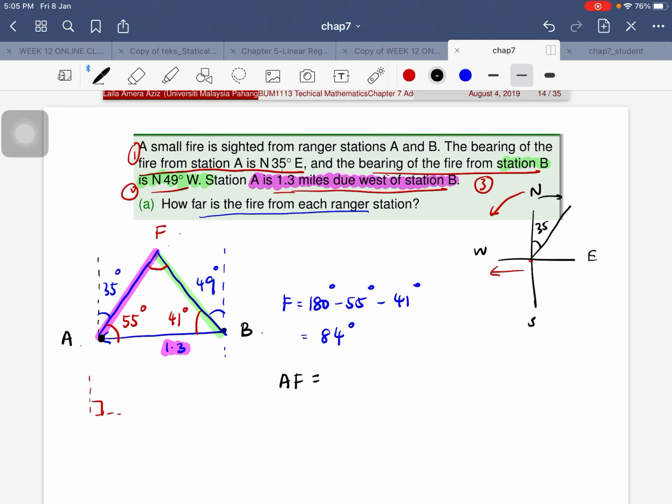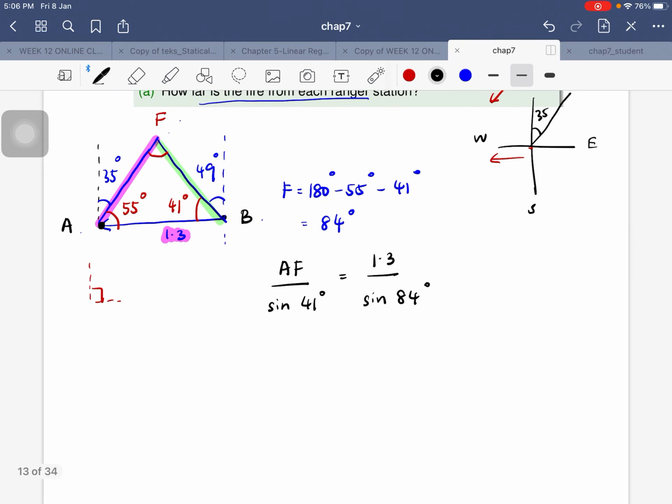So the length AF over the angle that is opposite to AF, which is going to be 41 degrees. So sine 41 degrees is going to equal 1.3 over sine of, from our calculation, 84 degrees. And I simply have to use multiplication and division.